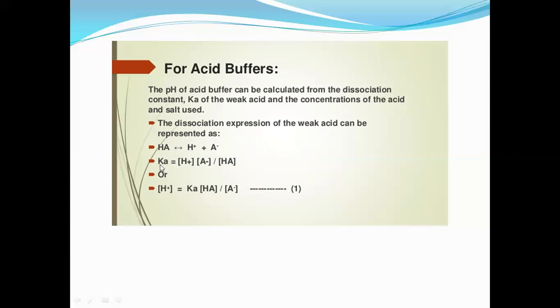So Ka, the dissociation constant of the acid, is represented by the concentration of H and A minus over HA. This symbol represents the concentration. Or simplifying, H plus is equal to Ka times HA over A minus. The simple mathematics you might be already knowing.